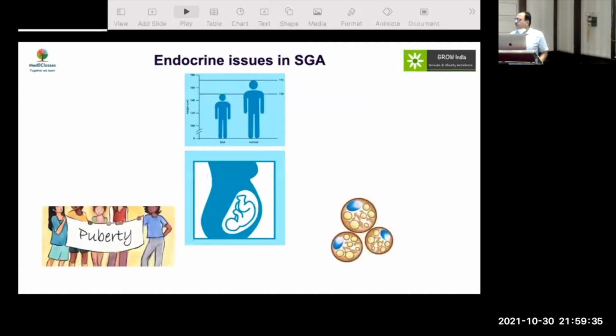The next big issue is about puberty. Now they have got a double whammy. They will have short stature on one hand and early puberty on the other. So if you have early puberty, what will be the problem, Dr. Vibha, in terms of growth?